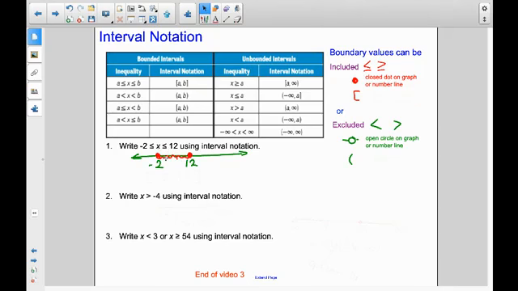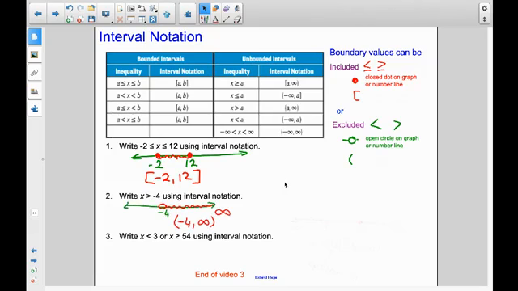So now we can convert this highlighted interval on the number line into interval notation just by saying the interval begins at -2 and finishes at 12. We need two numbers with a comma in between them, and then these are both included, so we put square brackets around them. So try number 2 and number 3 now. Pause your video.